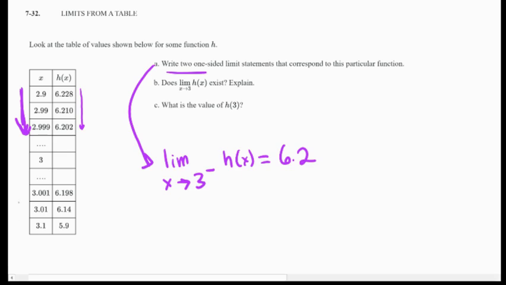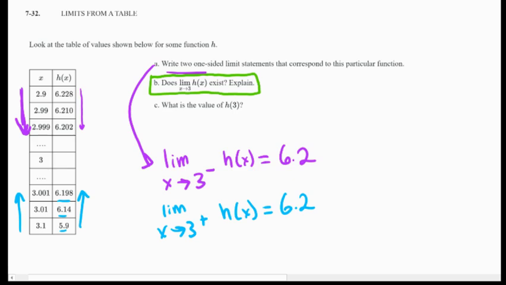Second one here, I'm going to go ahead and make a limit coming from the right side. So the limit as x approaches 3 from the right, we say h of x is equal to, and we can see as we get closer to the x value of 3, our y value is getting closer to 6.2. So the second question says, does the limit as x approaches 3 exist?